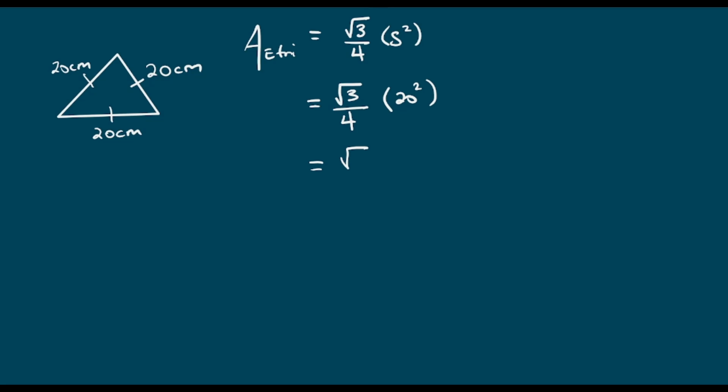That would be root 3 over 4 times 400. 400 can be divided by 4 100 times. And so we are left with 100 root 3 centimeters squared.